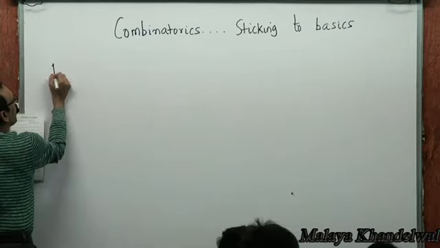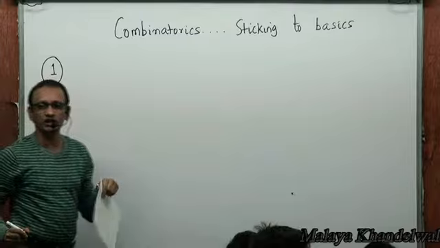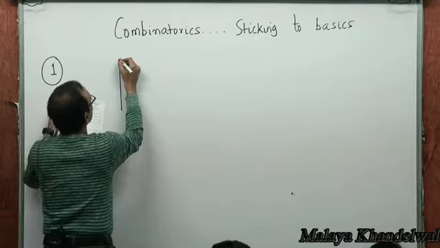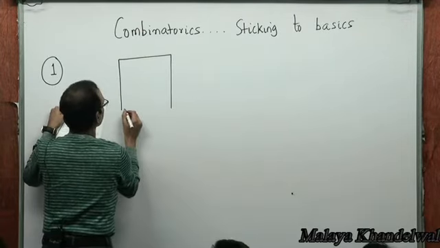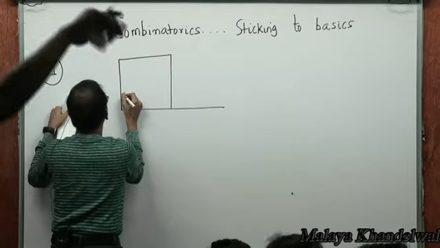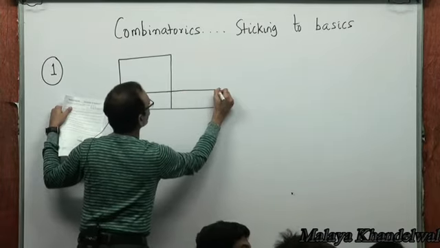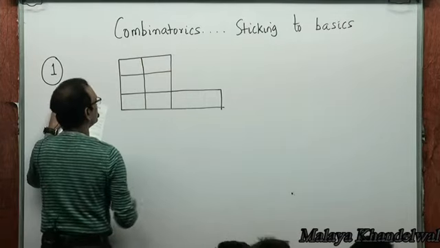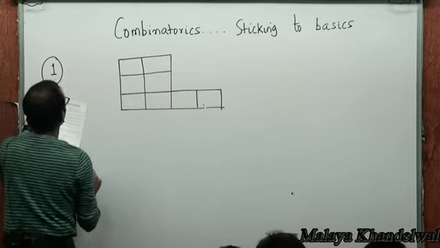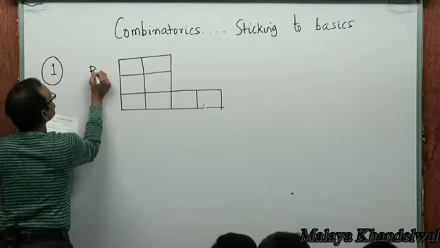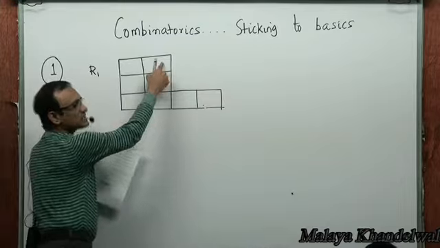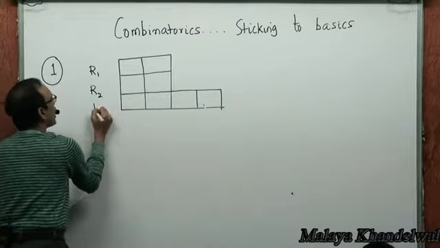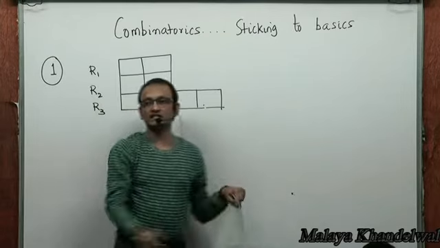The first problem of the sheet is about a structure of this kind. In which there are 3 rows. Row 1, R1, has 2 cells in it. Row 2, R2, has 2 cells in it. This is the third row, R3, and this has 4 cells in it.